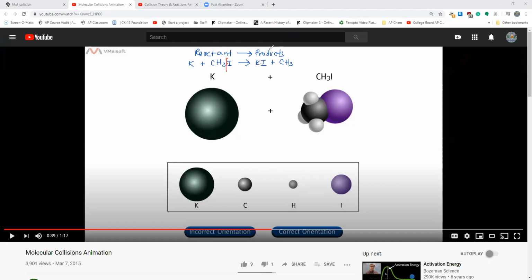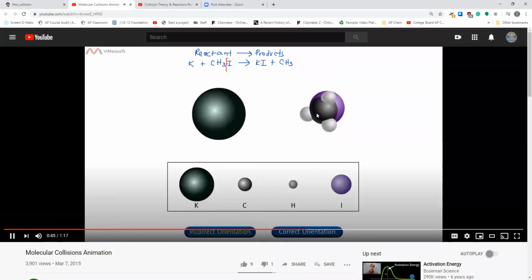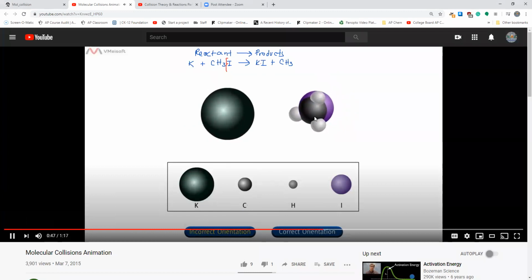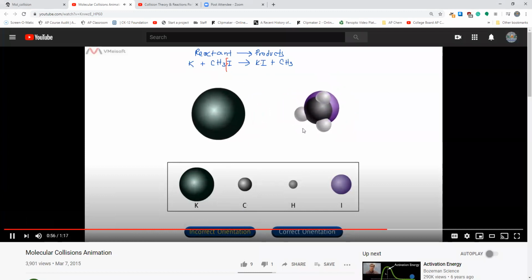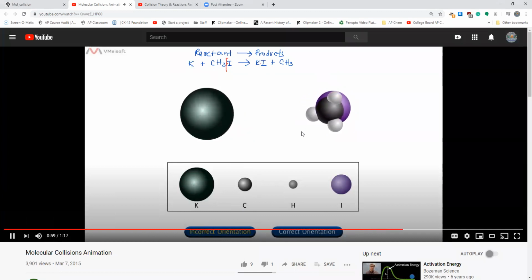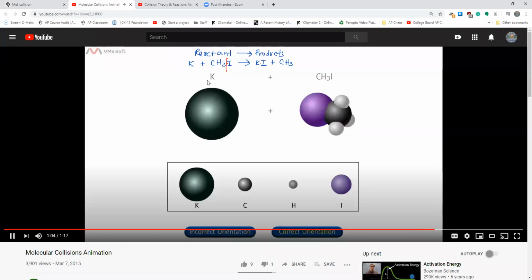So let's see how this is going to take place. If I go with incorrect orientation, okay, here they are, they're colliding, not with the correct orientation. It has to collide with what? With the I, and it didn't. What did it collide with? It collided with a hydrogen. So that was not a correct orientation, okay? Because it has to collide with the I.